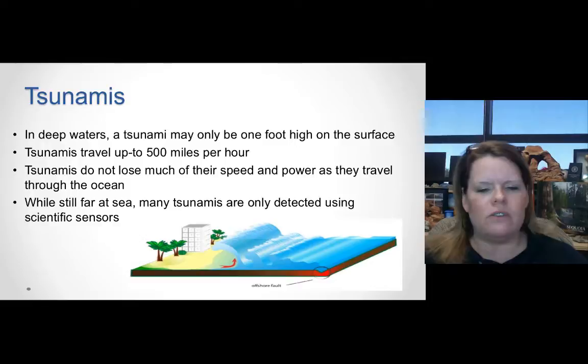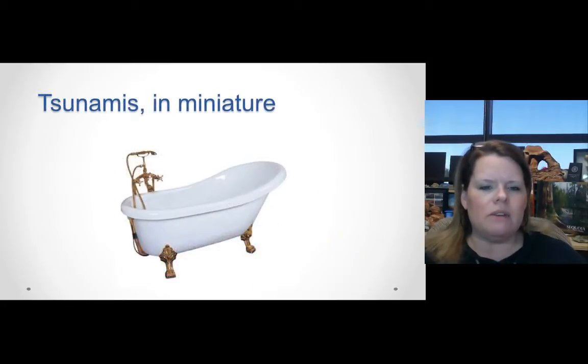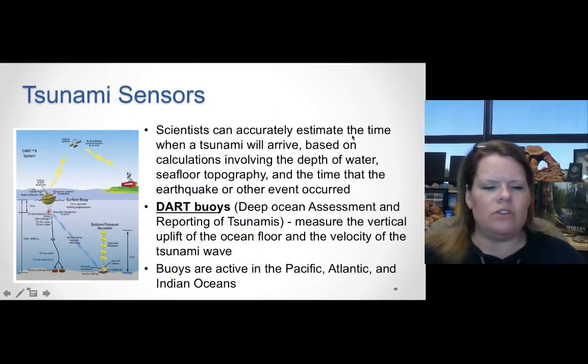While still far out at sea, many tsunamis are only detected using scientific sensors, and those are called DARTs, Deep Ocean Assessment and Reporting of Tsunamis. Tsunamis in miniature. You could create a tsunami right here in a bathtub. So this is the DART system that I was just referring to a minute ago.